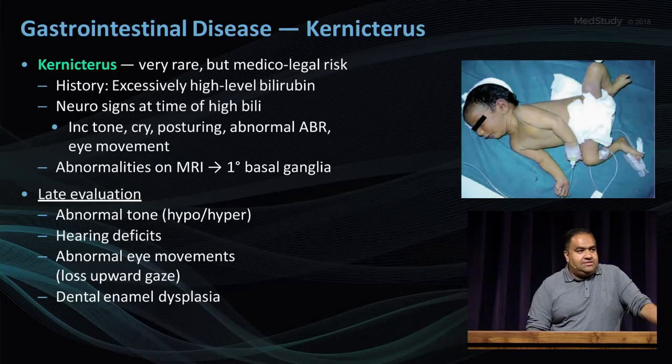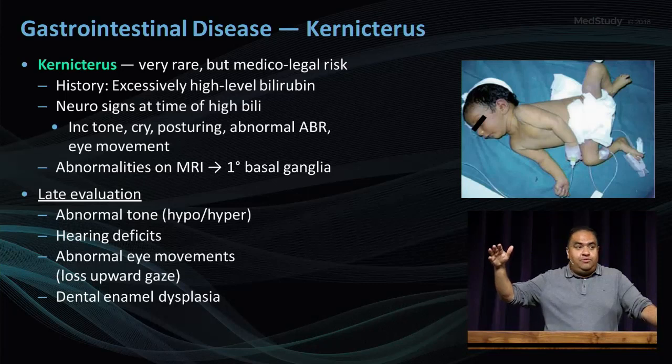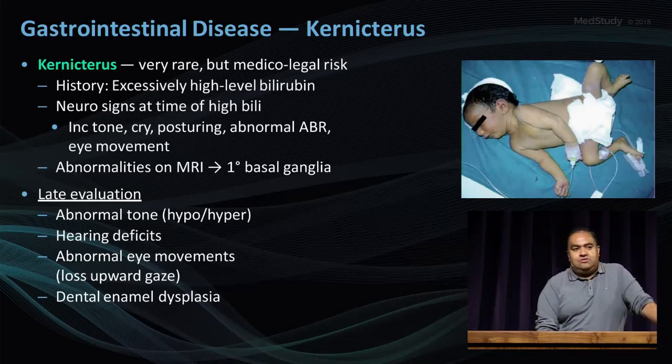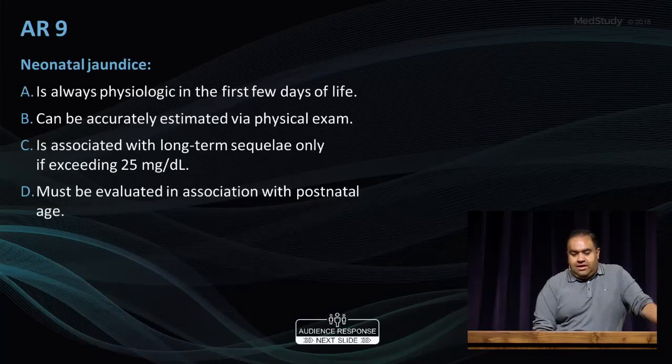The reason why we care about any of this is kernicterus. Remember, it's very rare, but it's a huge problem. There's no set number that determines kernicterus. It's not that if you're a 22 or a 24 or a 30 bilirubin level that causes kernicterus. Usually the infant will have increased tone, some posturing, some abnormal ABR, abnormal eye movement. They can have staining in the primary basal ganglia, abnormal tone, hearing defects, that upward gaze, a very shrill, high-pitched cry, dental enamel dysplasia. Thankfully, it's seen less and less, but it is still there and is a huge medical legal risk, so be very, very careful. All right, I think that's the last question.